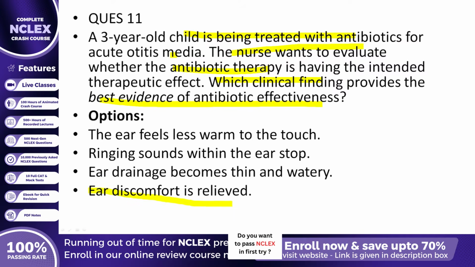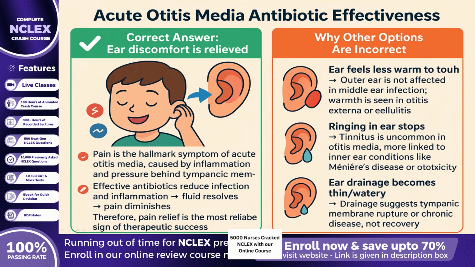Ear discomfort is relieved. The reason this is correct is that acute otitis media is defined by pain caused by pressure and inflammation behind the tympanic membrane. Once antibiotics begin to control the infection, inflammation subsides, fluid resolves, and pain diminishes. For children, relief of discomfort also translates into improved sleep, feeding, and play behaviors, all of which signal a return to normal functioning. Therefore, pain relief is the most direct and reliable indicator of therapeutic response.